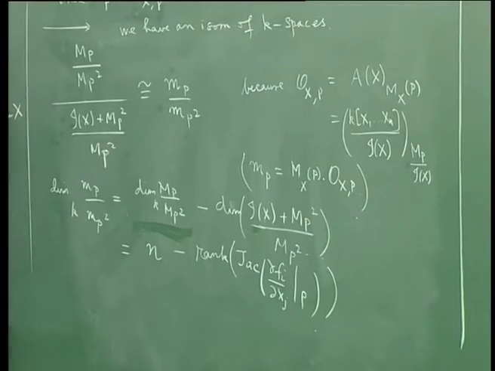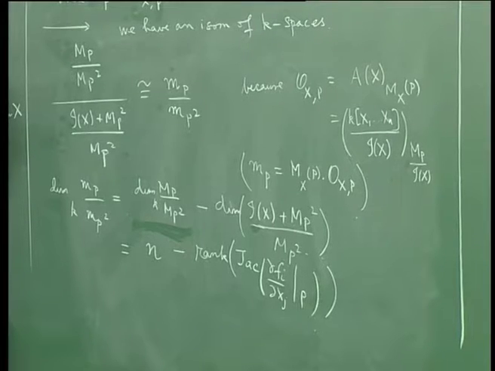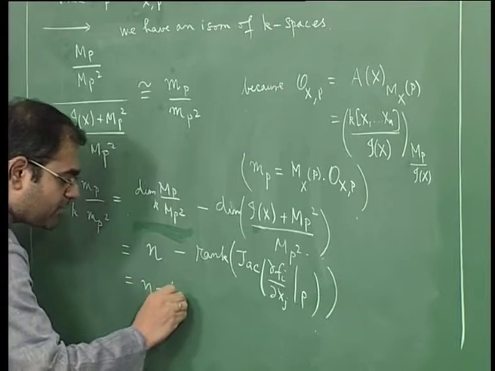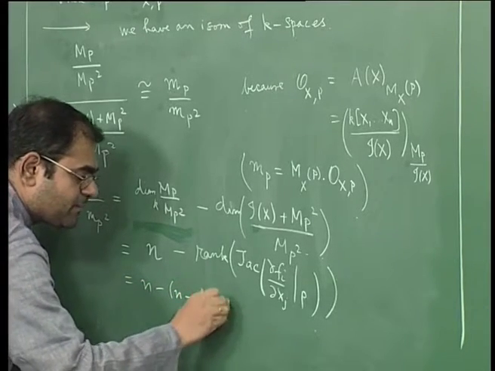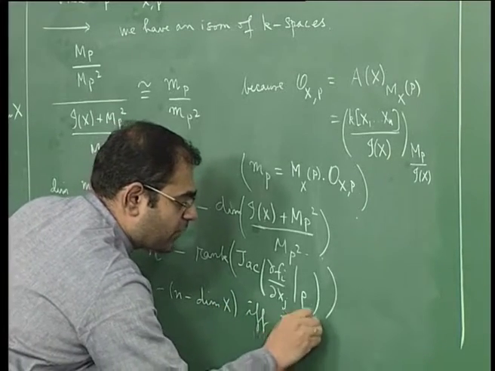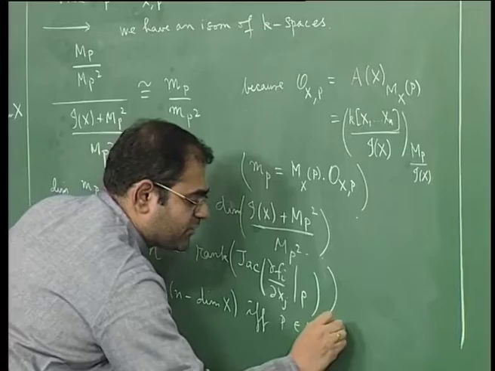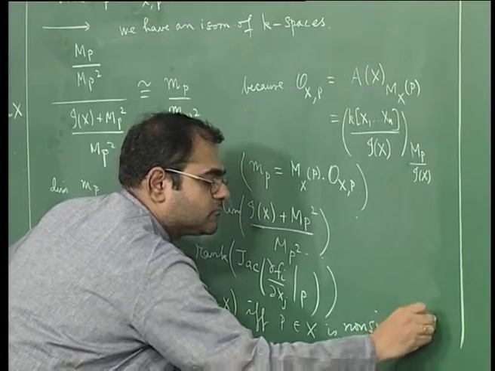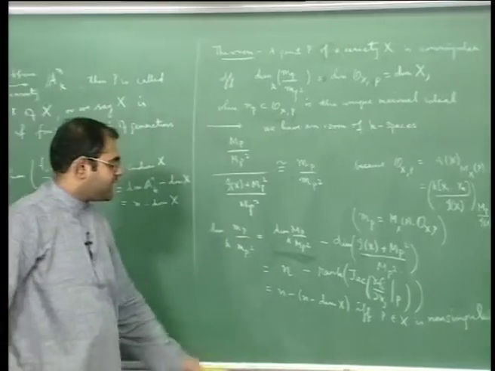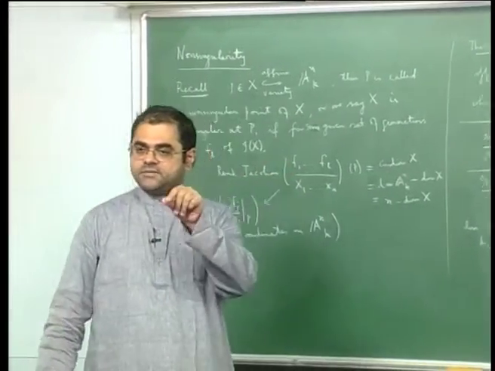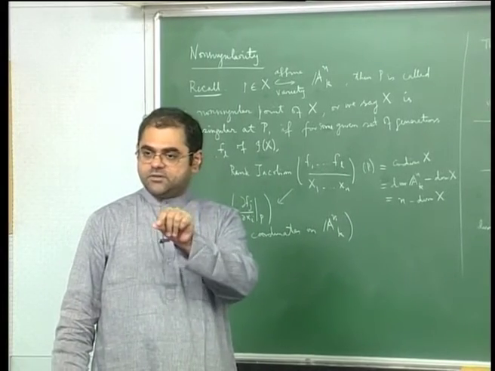I will get this, okay. And this is equal to n minus dimension of x if and only if P, as a point of x, is non-singular. That is our definition of non-singularity. The definition of non-singularity is that the rank of the Jacobian should be equal to the codimension for a point which is a smooth point, a non-singular point.